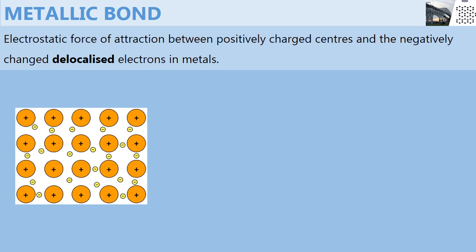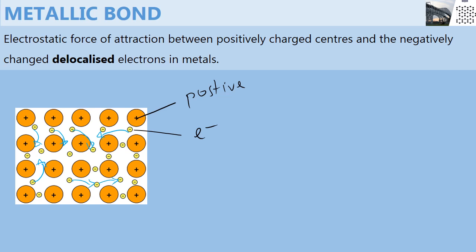Now, from this diagram, the nucleus is represented by the orange circles with a positive charge. So the attraction between the nucleus, that is positively charged, and the outermost electrons, that is negatively charged, is weak. This makes the electrons free to move about the metal structure. So the electrons could move from one atom to another and another, but within the metal structure.